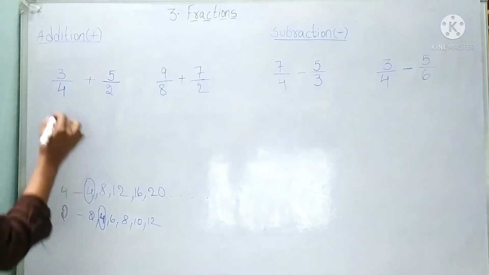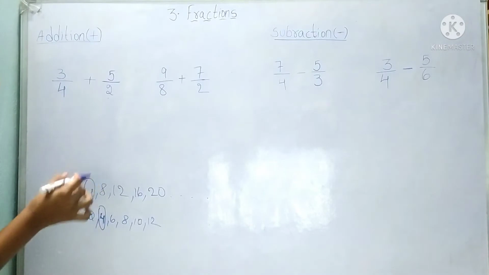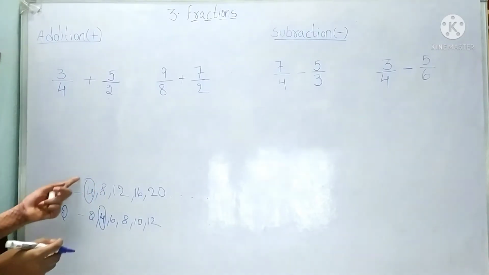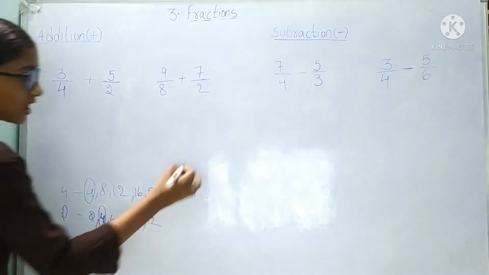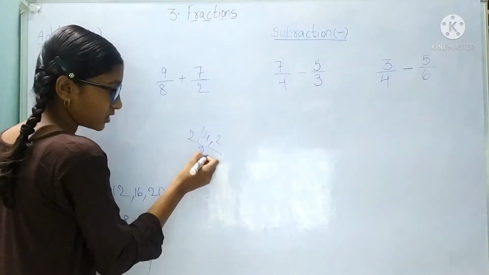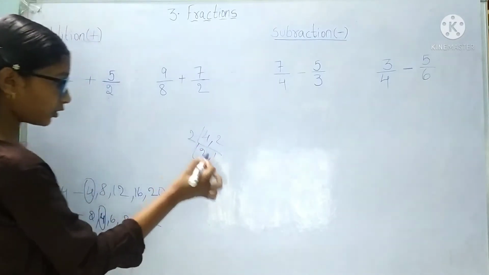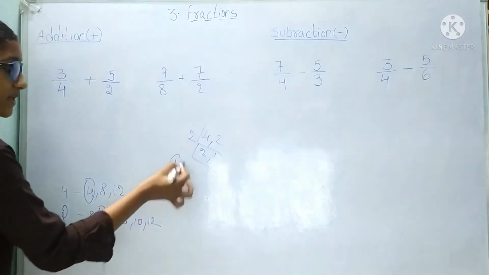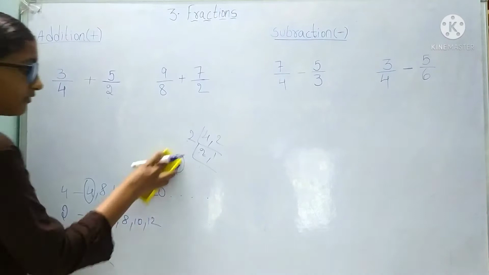We can also call it the LCM, the least common multiple. So this is the least common multiple of 4 and 2. You can also do it like this: 4, 2, then 2 2s, 2 1s. So 2 2s are 4, 2 1s are 2. So 2 2s are 4. So here the LCM is 4. We can find it through this method or through the other method.